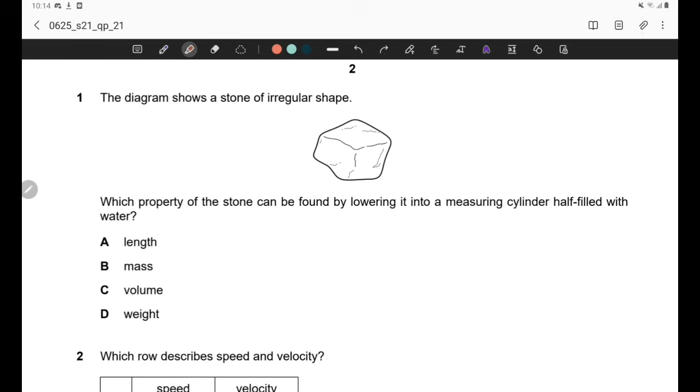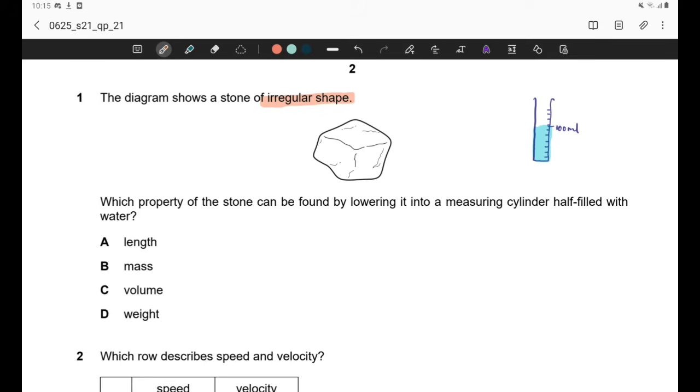Question 1. The diagram shows a stone of irregular shape. Which property of the stone can be found by lowering it into a measuring cylinder half filled with water? So here we have to think with a measuring cylinder which consists of some water, and as shown in the figure here we have a measuring cylinder with 100 ml of water.